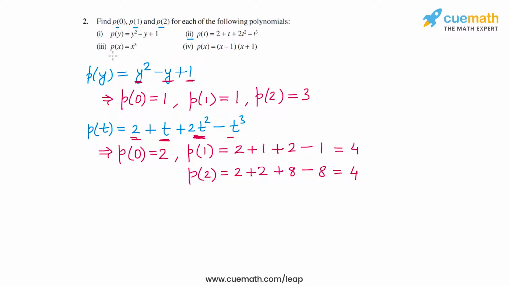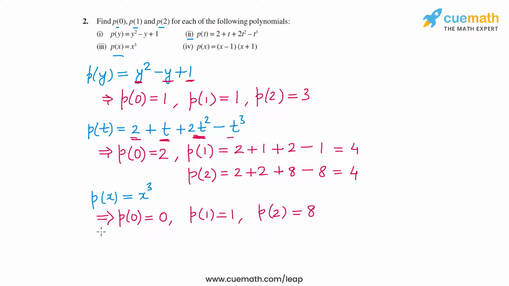Now let's go to the third part. P of x is equal to x cube. Let's find out P0, P1 and P2. P0 will be equal to 0 cube or 0. P1 will be equal to 1 cube or 1. P2 will be equal to 2 cube or 8.